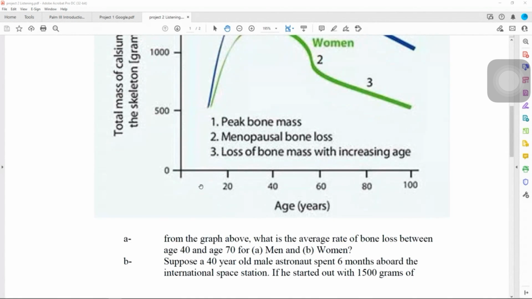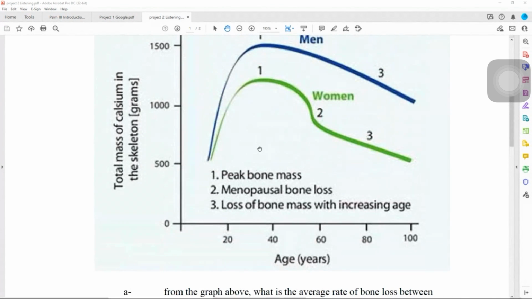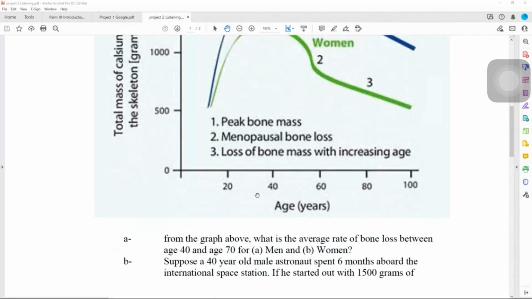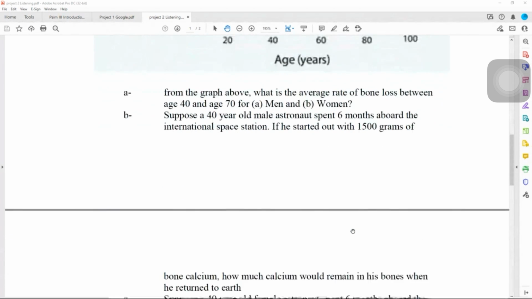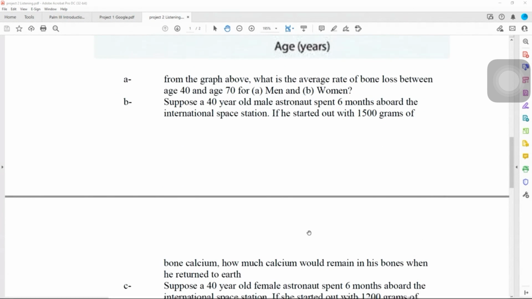Now, the second question. It says, suppose a 40-year-old male astronaut spent 6 months. So a 40-year-old man started already with 1,500 grams of bone mass, and then he spends only six months, not 30 years, 6 months only. The question is, if he started out with 1,500, so they're already telling you 1,500, I could have guessed it from the graph, right? It says how much calcium would remain in his bones when he returns to Earth after 6 months.